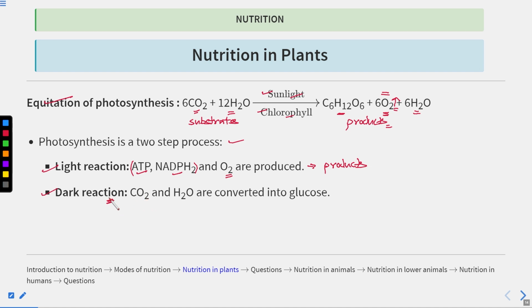And what happens during the dark reaction? There is actual synthesis of the carbohydrate molecule. Both ATP and NADPH are utilized in the dark reaction, and carbon dioxide is converted into glucose. And this is known as what? This is known as carbon dioxide fixation or carbon dioxide assimilation. Clear?